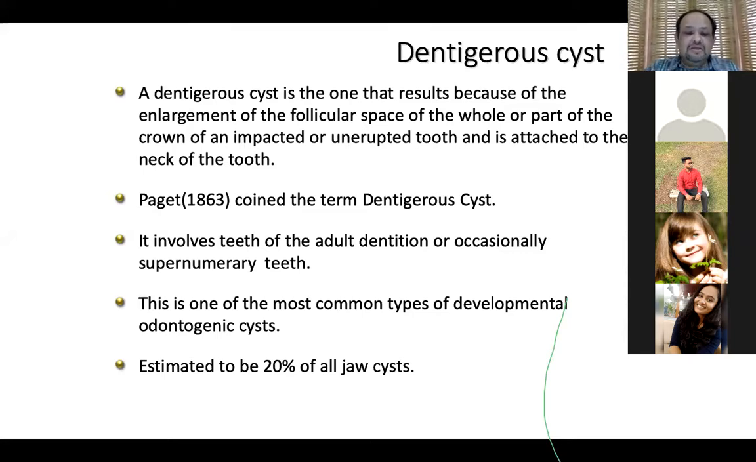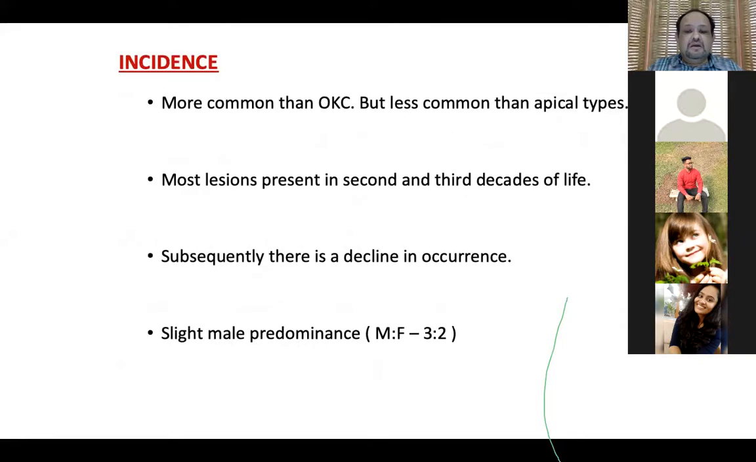Now, it is basically seen in those patients who have supernumerary teeth or teeth which are erupting late, like the canine or the mandibular third molar. So these are the usual sites where you can see it. It is more common than OKC, if you remember the previous slides. The highest incidence is found in the second and third decade. There's a slight male predilection of 3:2.